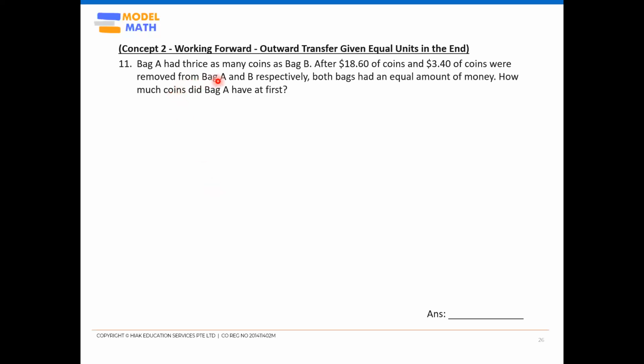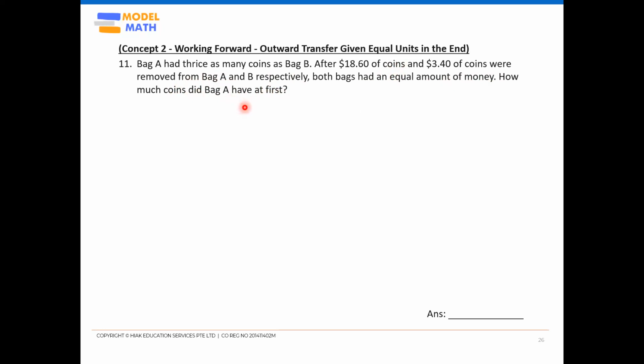Bag A had twice as many coins as bag B. After $18.60 of coins and $3.40 of coins were removed from A and B respectively, both bags had an equal amount of money. How much coins did bag A have at first?